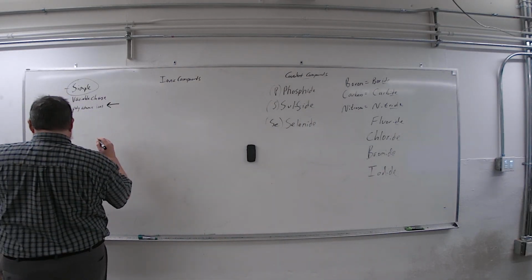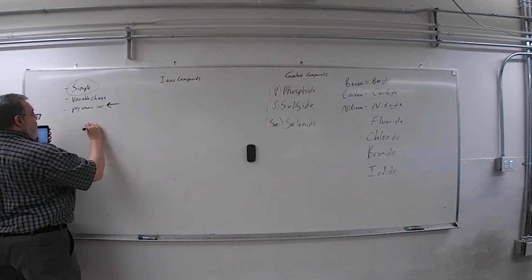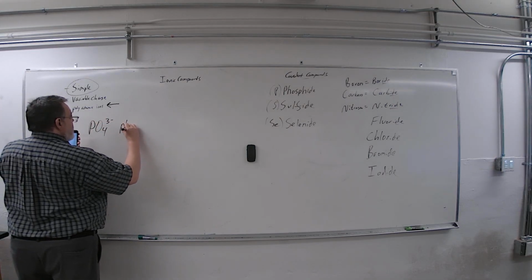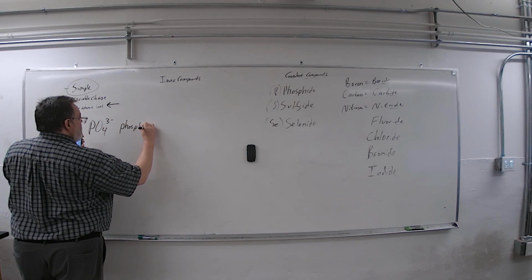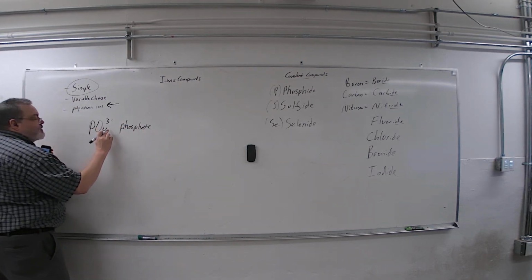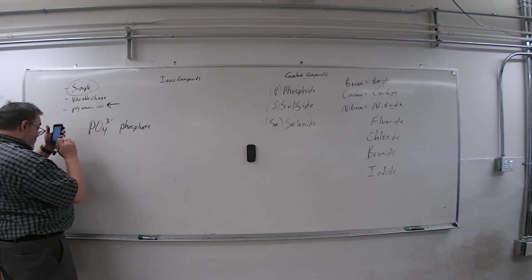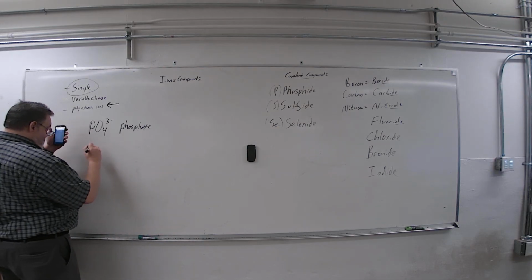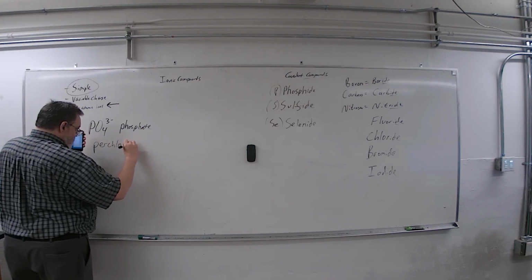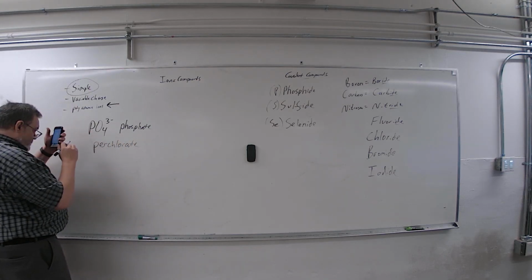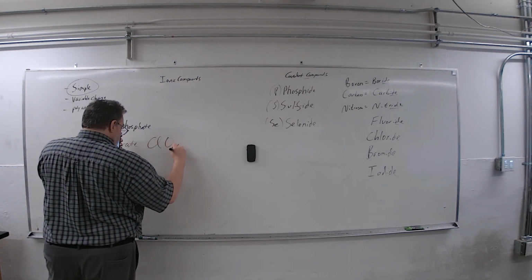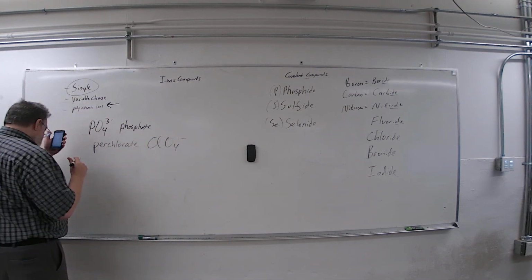So here's some polyatomic ions. You'll have that chart, so you'll have the formula, you'll have the charge, and the name. So you don't have to memorize any of this. Chlorate is ClO4 negative.